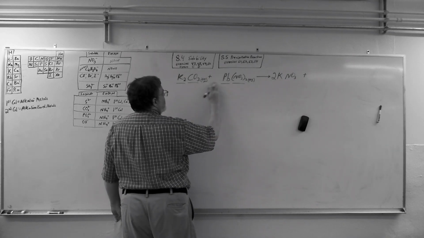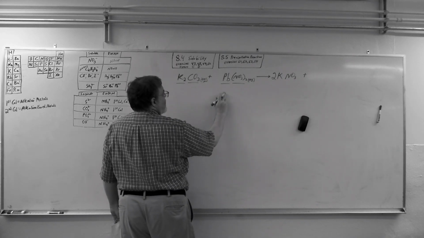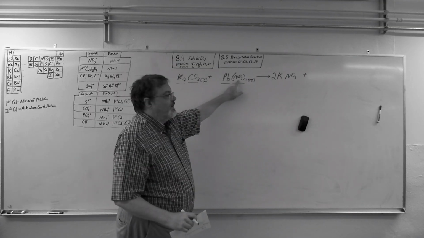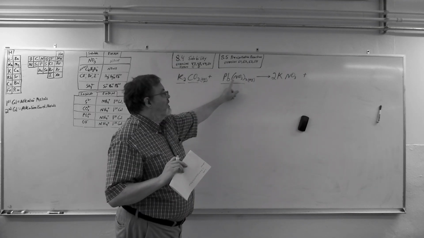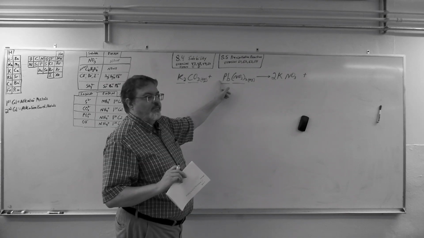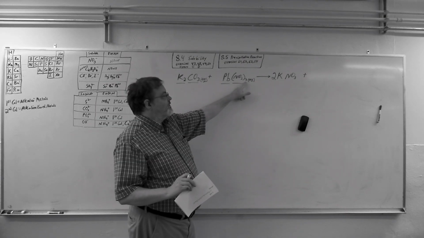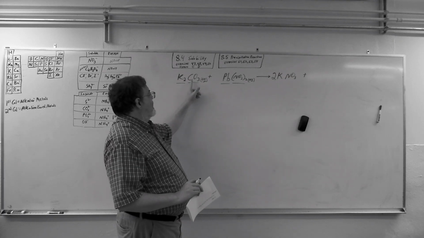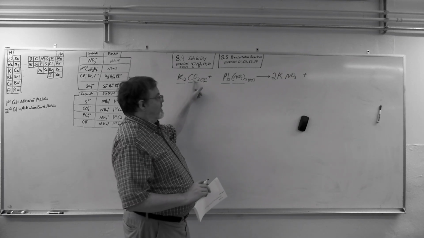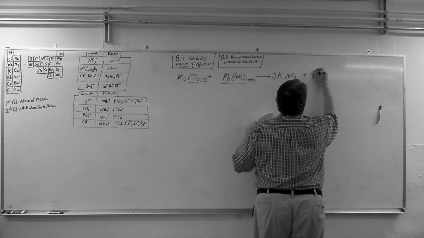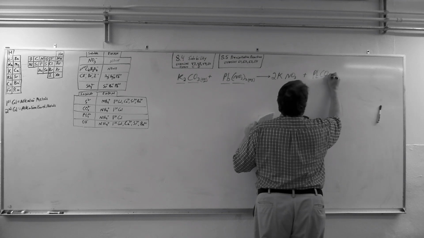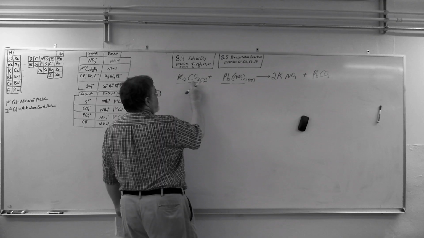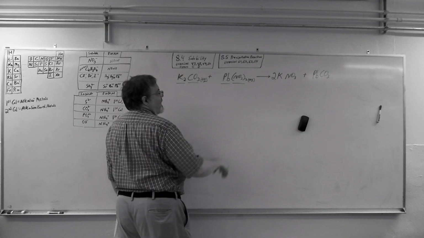There's only one lead and there's only one CO3. What's the charge on lead? If the charge on NO3 is 1 negative, what's the charge on lead? Yep, there's 2 of those negative charges. So lead is 2 positive, and CO3 is 2 negative, so this will just be like that. And there's only one of these and only one of these, so that's balanced.